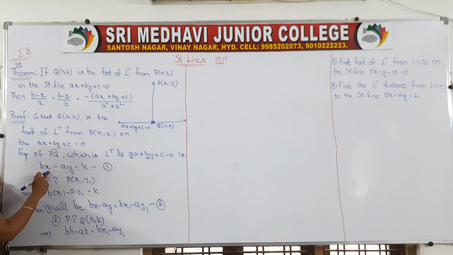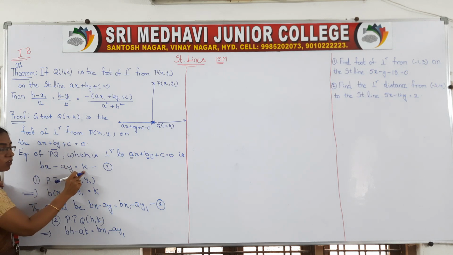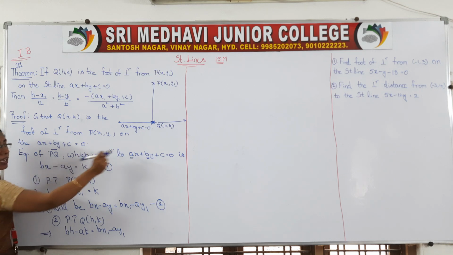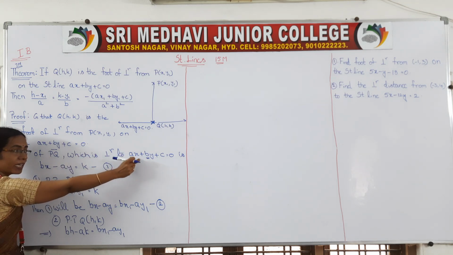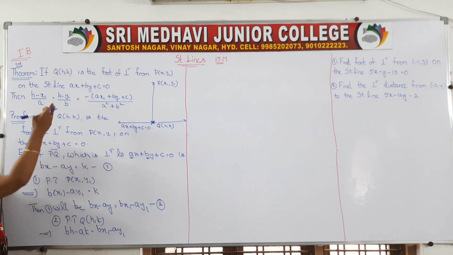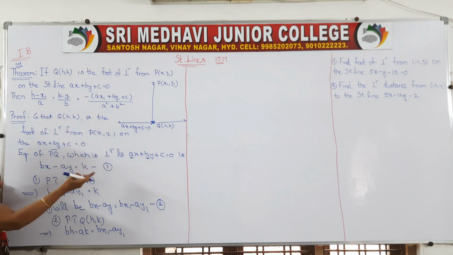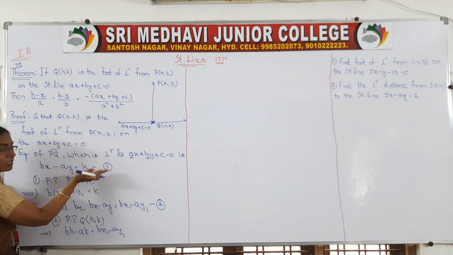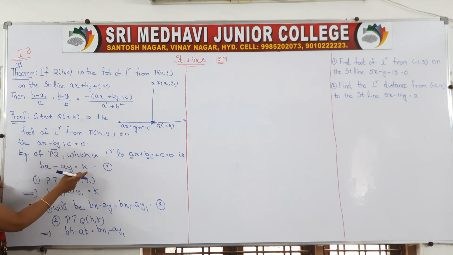So it is bx minus ay, with the y coefficient with x and the x coefficient with y, with minus in the middle, is equal to k. This is the formula to write a line perpendicular to the normal line. Any straight line's perpendicular line can be taken like this. Since PQ is perpendicular to AX plus BY plus C, we can take this one. And this line passes through P.